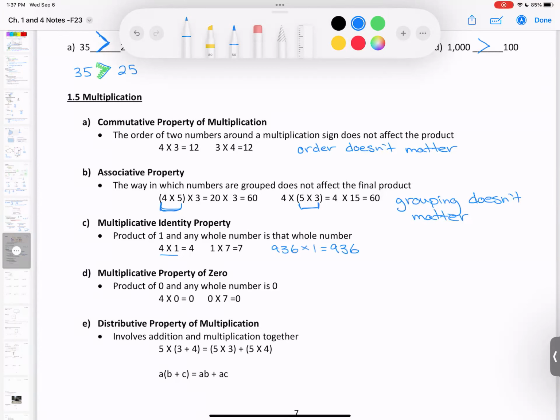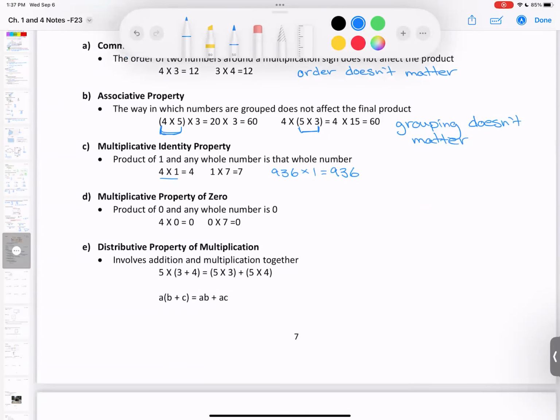Multiplicative property of 0 is telling you that if you multiply any number by 0, you're going to get an answer of 0. So 4 times 0, well, really, that means 4 groups of 0. So no matter how many groups of 0 you have, you still end up with 0. Or if you have 0 groups of 7, well, you still end up with 0.